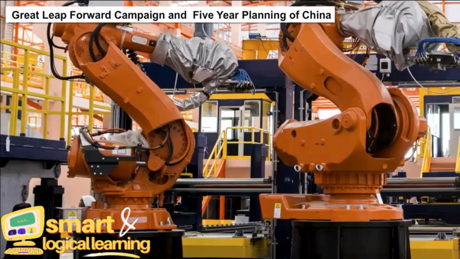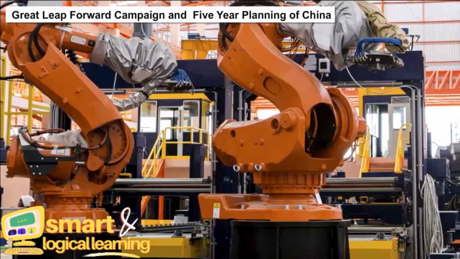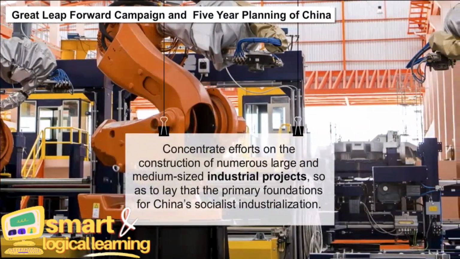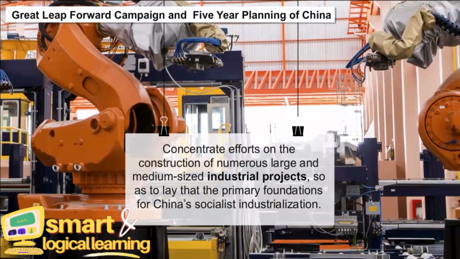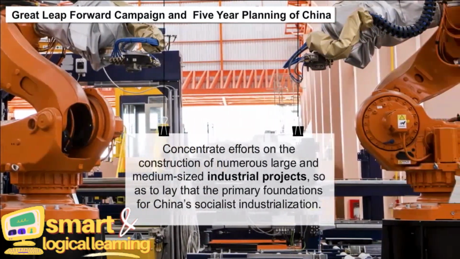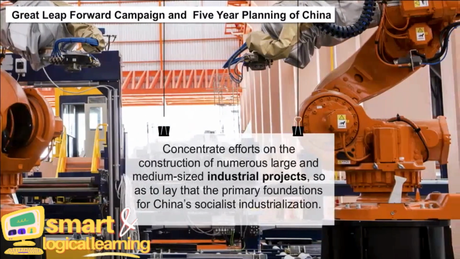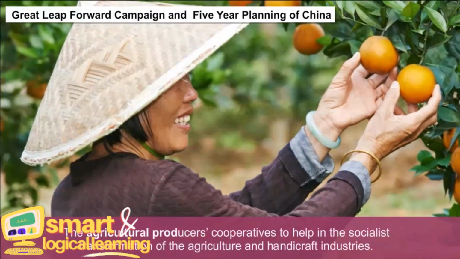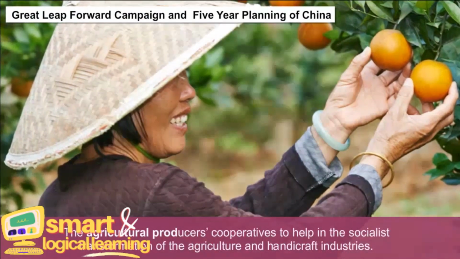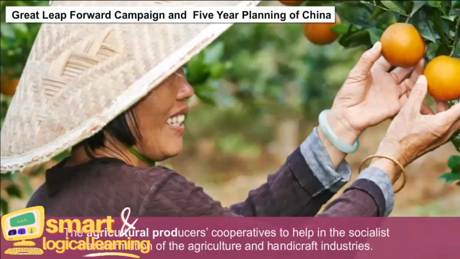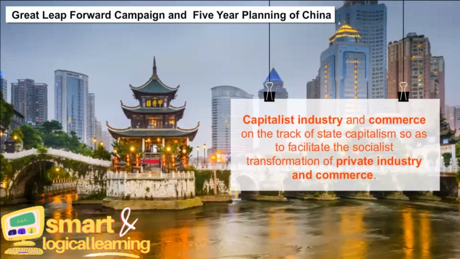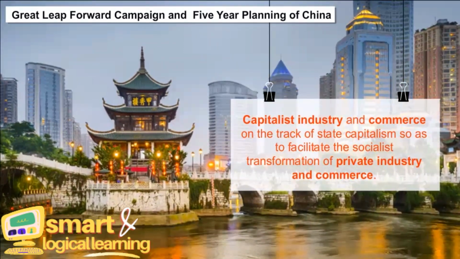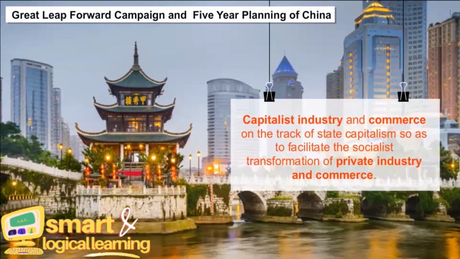The key tasks highlighted during 5-year planning were to concentrate efforts on the construction of numerous large and medium-sized industrial projects, so as to lay the primary foundations of China's socialist industrialization. It aimed to develop the agricultural producers' cooperatives to help in the socialist transformation of agriculture and handicraft industries, to put capitalist industry and commerce on the track of state capitalism so as to facilitate the socialist transformation of private industry and commerce.